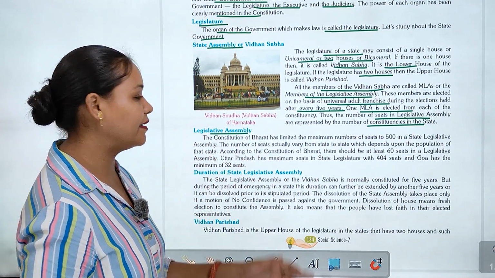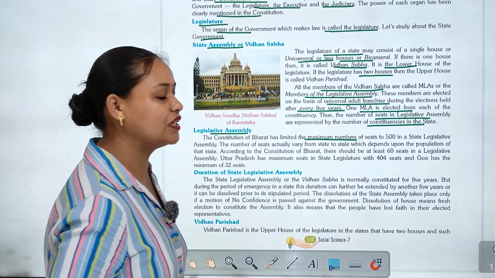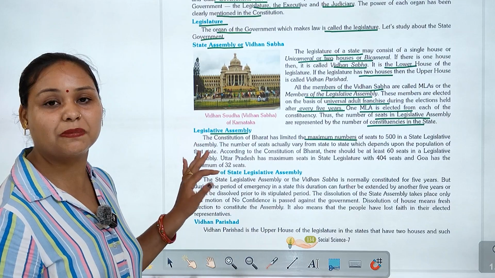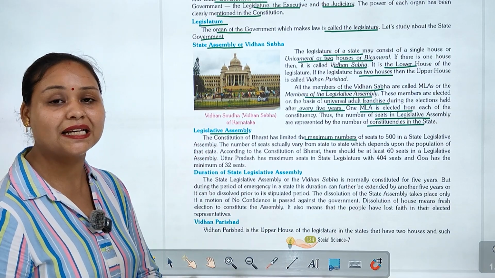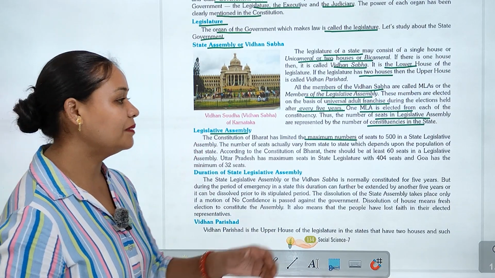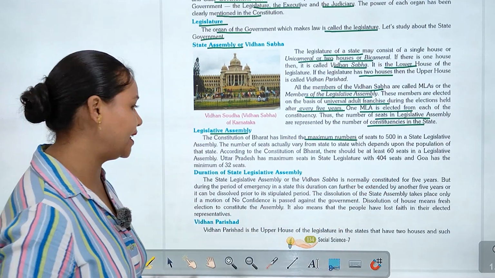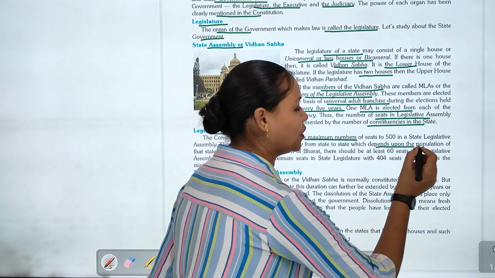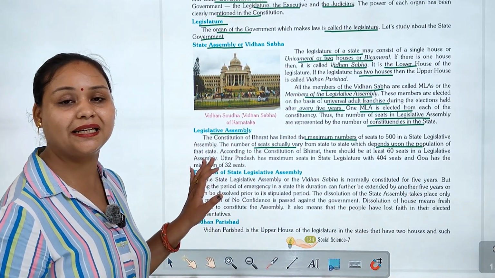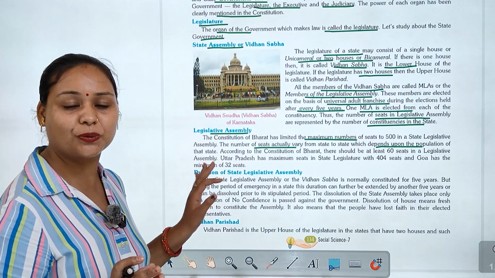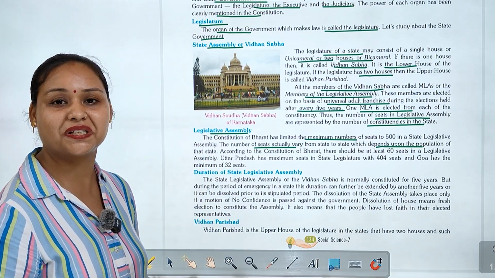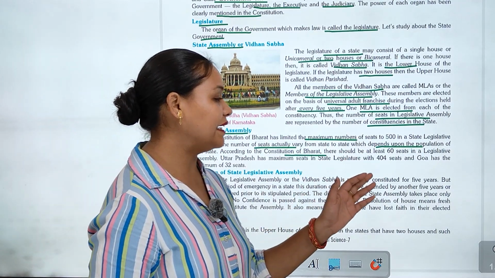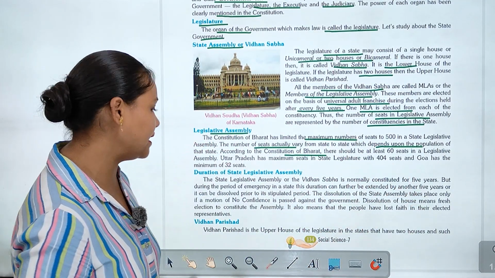The Constitution of Bharat has limited the maximum number of seats to 500 in a state legislative assembly. लगभग भारत संविधान में एक राज्य में लगभग सभी सीटें रिजर्व होती हैं. जैसे हमारे भारत में 500 सीटें राज्य सरकार को दी गई है. The number of seats actually varies from state to state, which depends upon the population of the state. यहाँ तक कि जो प्रत्येक क्षेत्र को जो भी सीटें दी जाती हैं वो उनकी पॉपुलेशन के अनुसार दी जाती हैं. According to the Constitution of Bharat, there should be at least 60 seats in a legislative assembly.